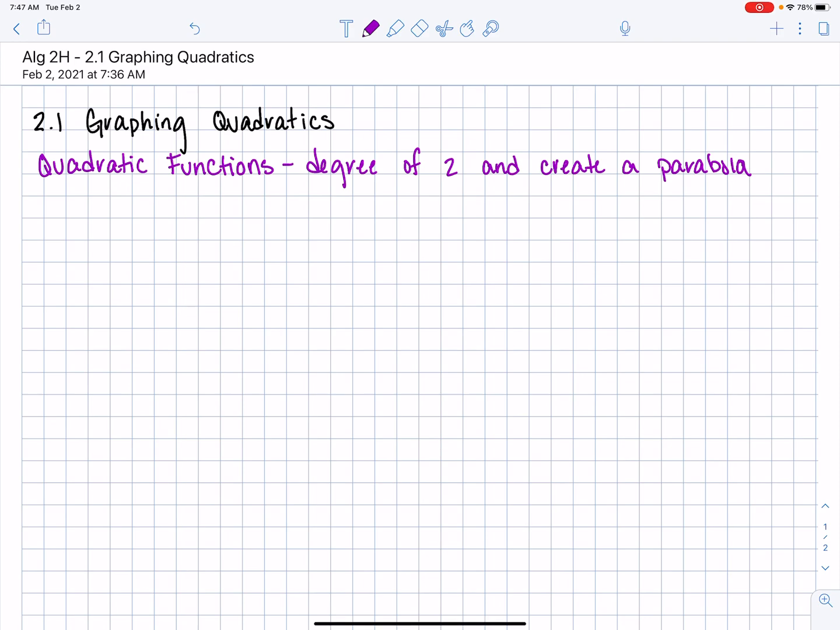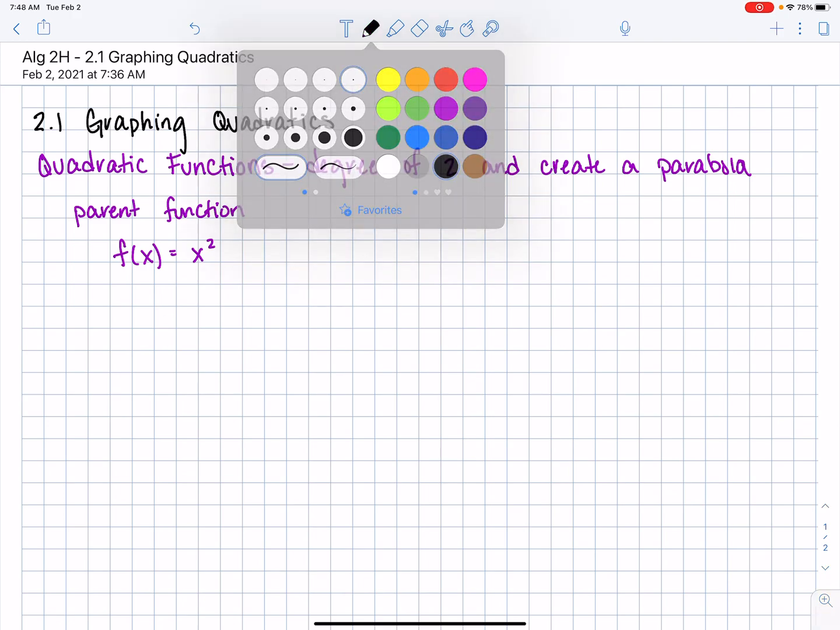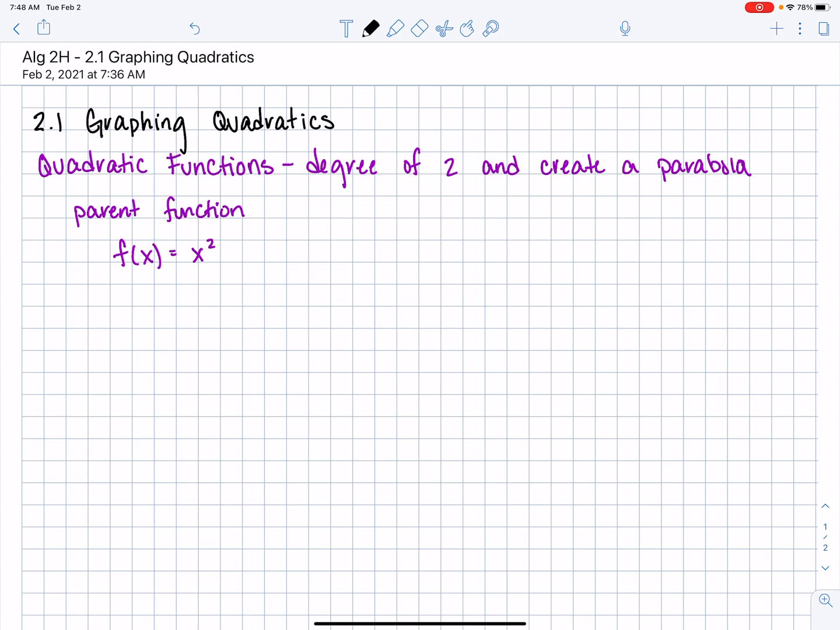So we learned about parent functions earlier today. So our parent function for our quadratic is f of x is equal to x squared, right? This is our base function. That's where we're starting from. And then from here, we kind of shift it around. So let's go ahead and throw this on a set of axes. Hopefully I can fit this in here.